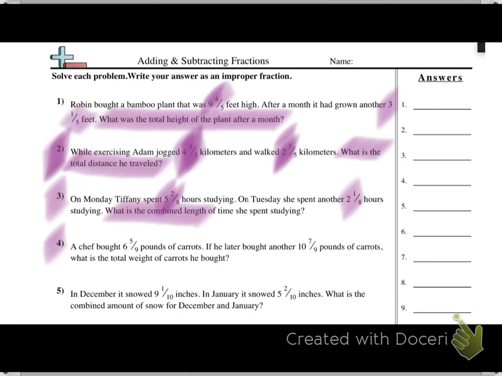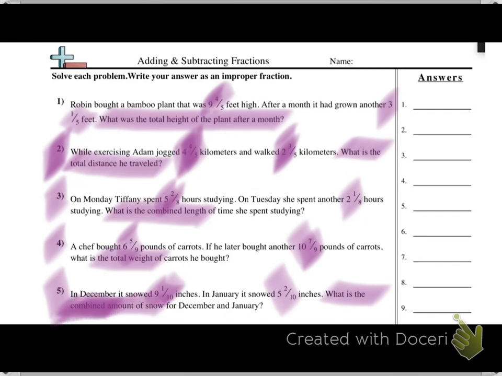Number 4, a chef bought 6 5/9 pounds of carrots. If he later bought another 10 7/9 pounds of carrots, what is the total weight of carrots he bought? Number 5, in December, it snowed 9 1/10 inches. In January, it snowed 5 2/10 inches. What is the combined, so the total amount of snow for December and January?